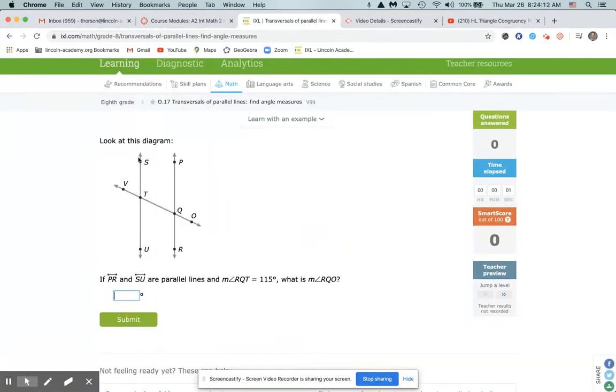Again, it's going to say the 2 lines are parallel. It's going to give you the measure of one of the angles, the measure of angle RQT. So let's find RQT. That's this angle right here. I'm just going to come here and mark it. This angle here is 115. And since this one's 115, I know all the other 7 angle measures.